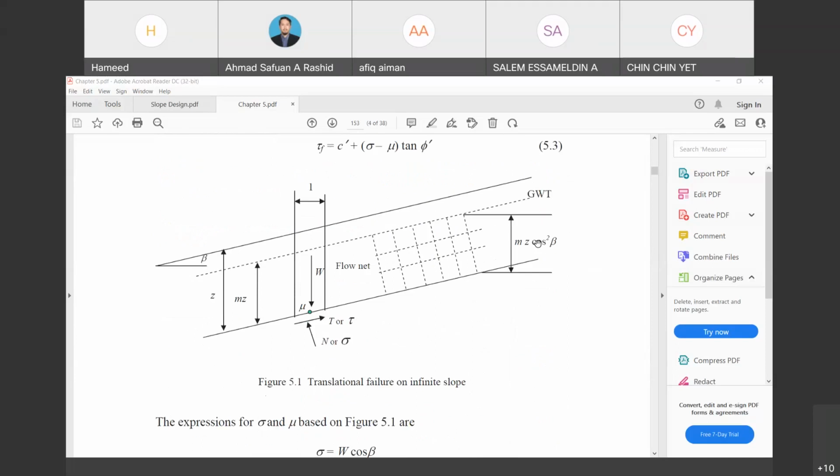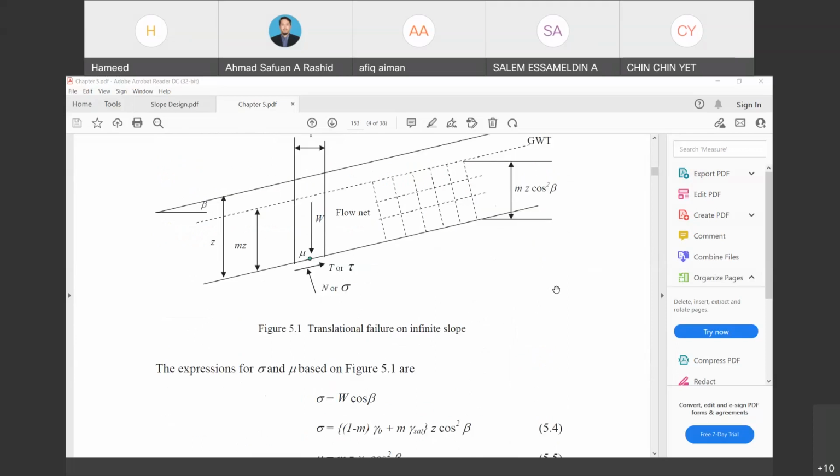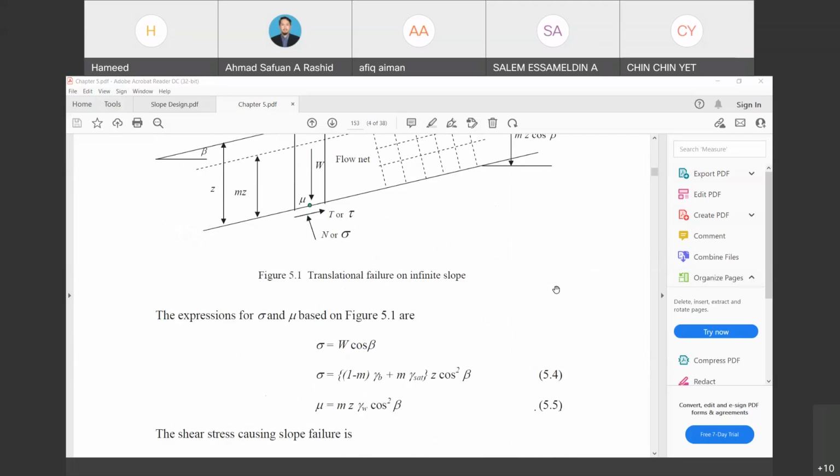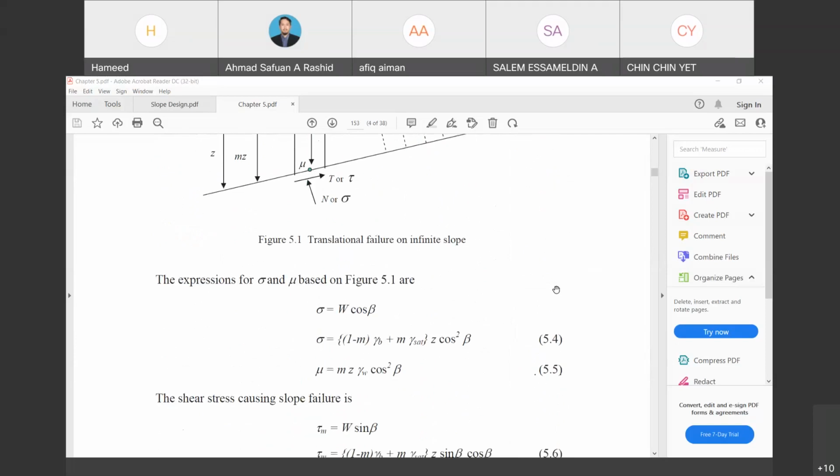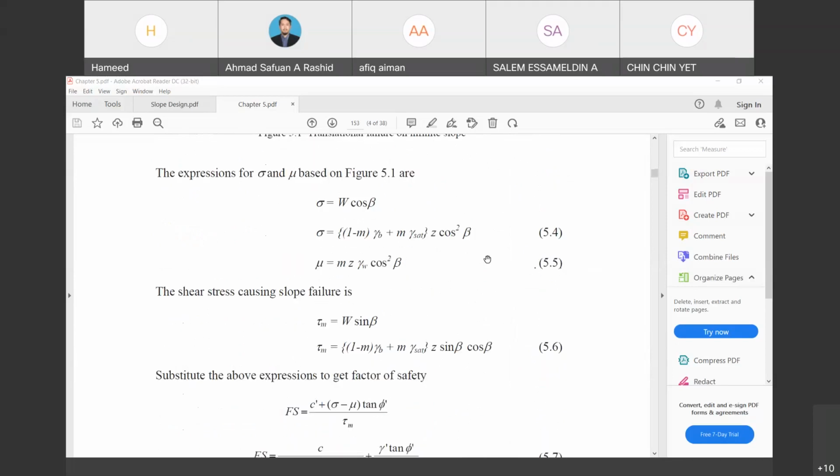What we have discussed previously, the derivations of the equations for the M approach, has been listed in this example.